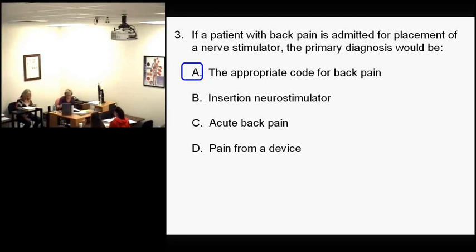But then it says, and this is the important part, when an admission or encounter is for a procedure aimed at treating the underlying condition and a neurostimulator is inserted for pain control during the same admission, a code for the underlying condition should be assigned as the principal diagnosis code. Do you guys see that? It's under A, the second bullet.